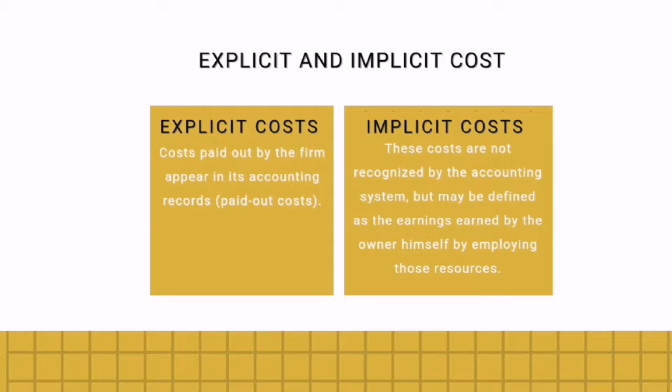Explicit and implicit costs. So, explicit costs are those costs paid by the firm that appear in its accounting records, or paid-out costs, while implicit costs are those costs which are not recognized by the accounting system but may be defined as the earnings earned by the owner himself by employing those resources.